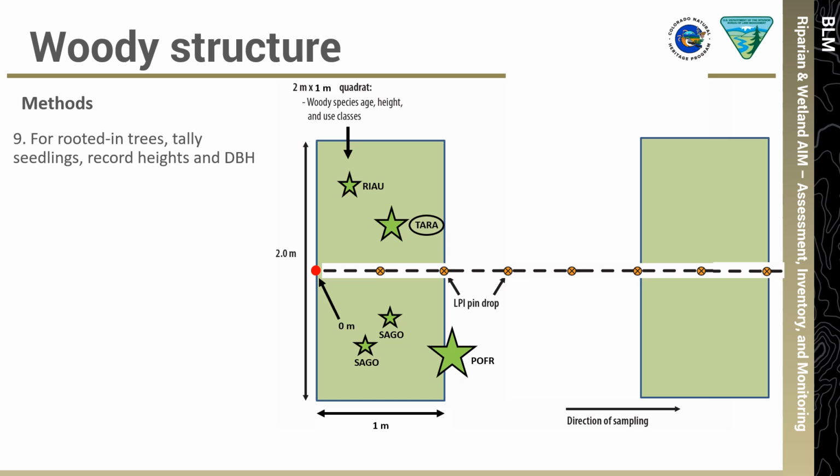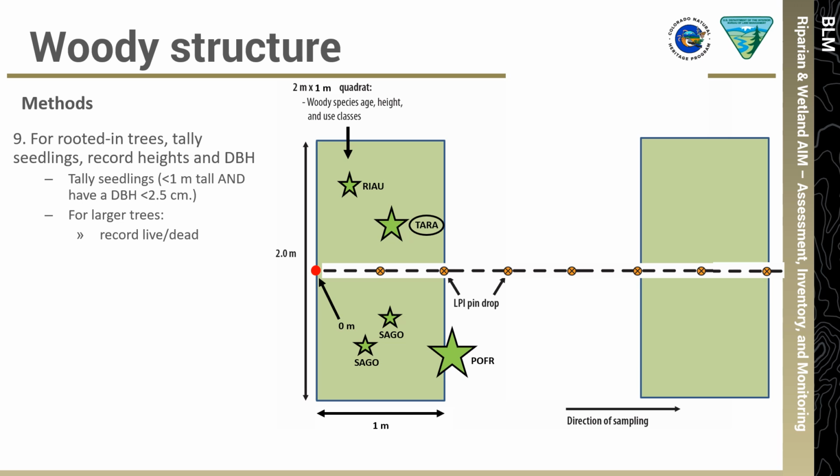The last step, Step 9, is to record tree diameters and heights. For each tree species with rooted-in individuals, tally the number of tree seedlings and record the maximum height and diameter at breast height of each larger individual. Seedlings are individuals that are both less than a meter tall and have a diameter, a DBH, of less than 2.5 centimeters. For each larger tree than a seedling, record whether the individual is alive or dead by circling the species code of any dead individuals on the form.